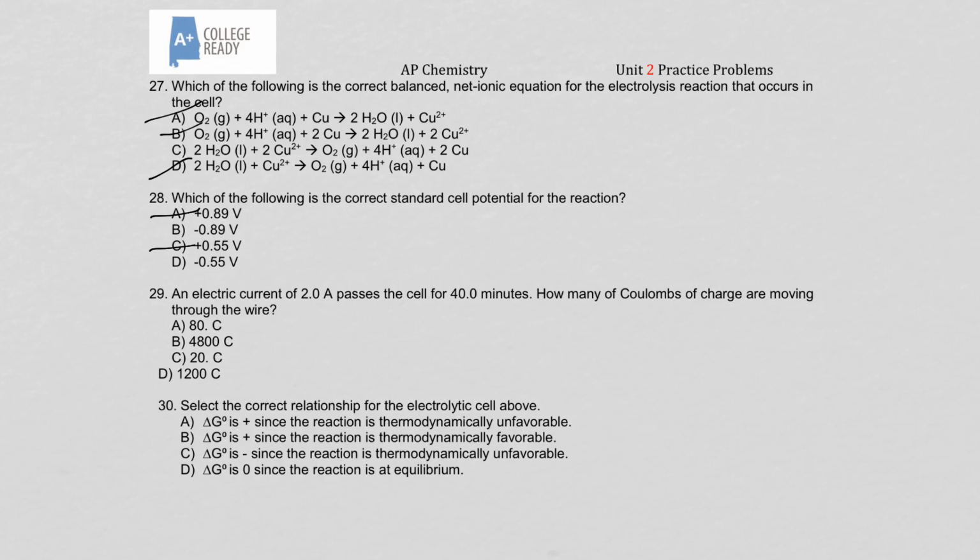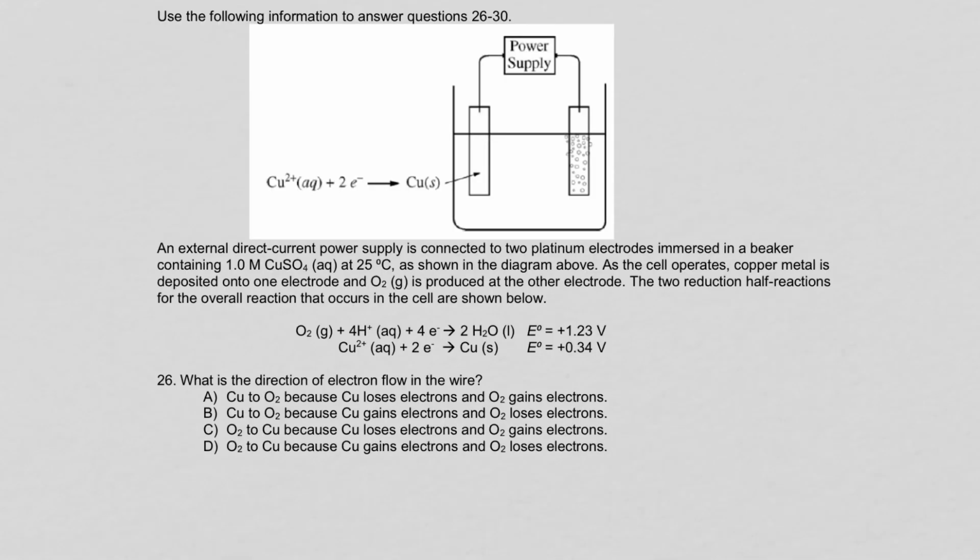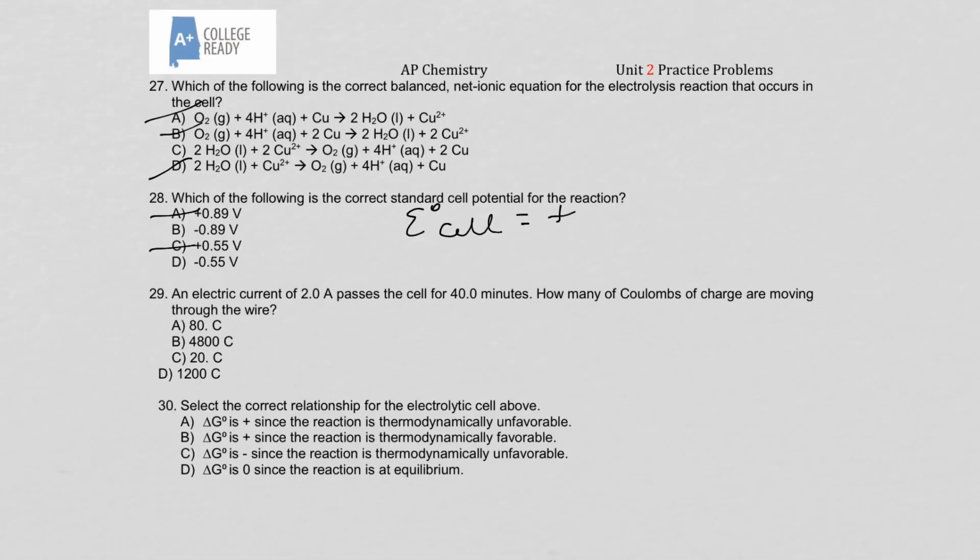So we would have our standard cell potential is going to be equal to the copper. Go back and look at that. We have copper state reduction at 0.34 volts plus our water half reaction did get reversed, so now it is negative 1.23. So when we add those 2 together, we can see that the only answer that would work would be B.